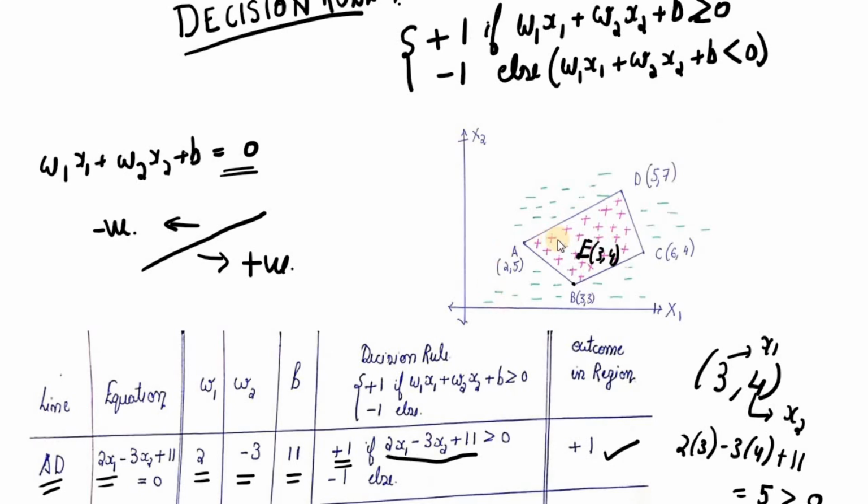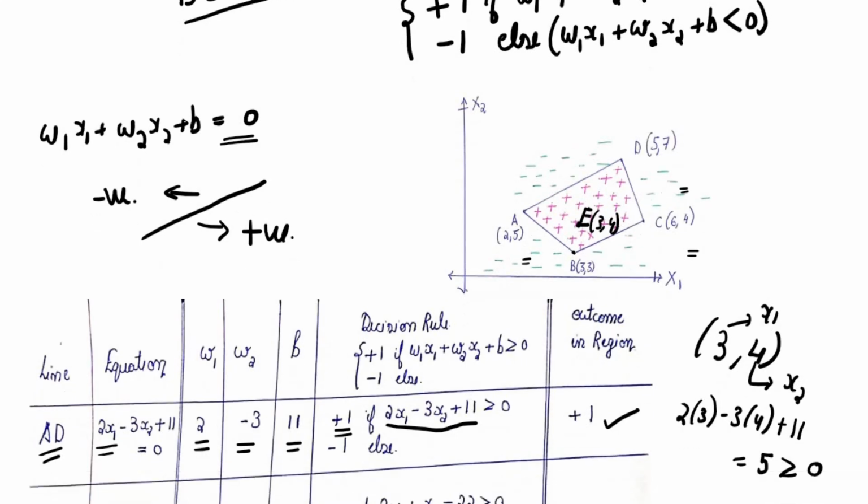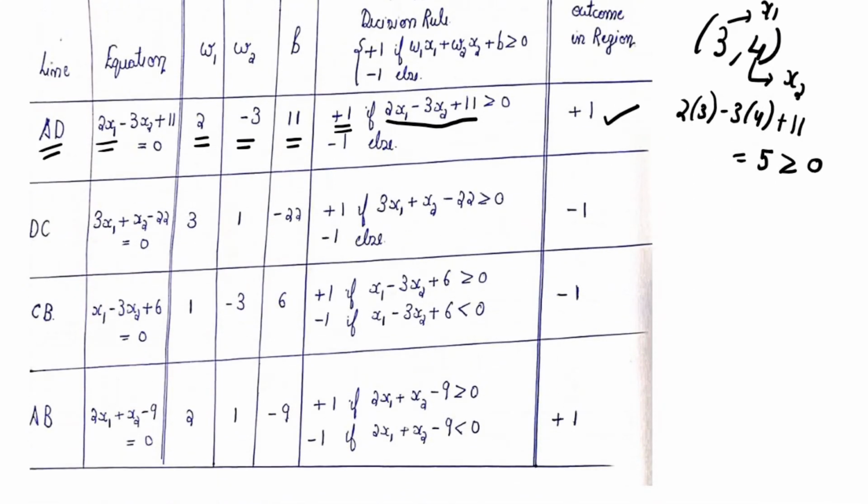However, anything which is falling outside the region, like if I consider a region over here, or a region over here or even a region over here, it's also going to be classified as positive. We don't need that misclassification to happen. Now we will proceed further to find the equation of DC. Like we have the equation of DC, we have the values of W1, W2, B, and this is the decision rule which we established.